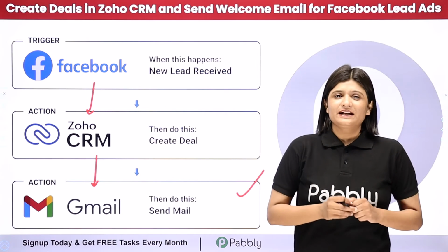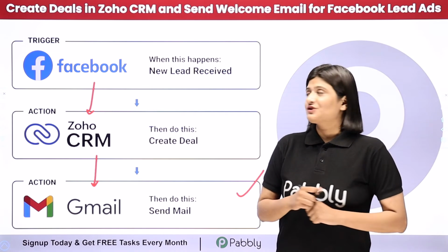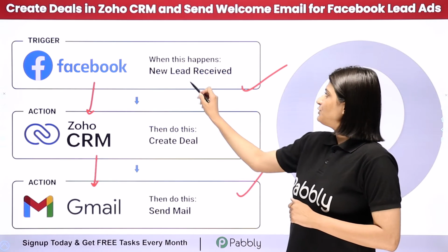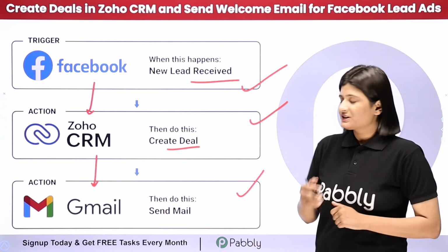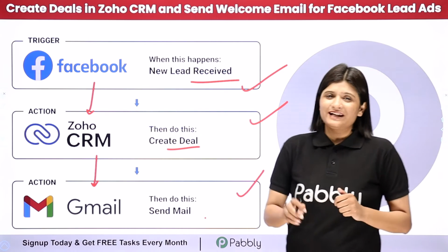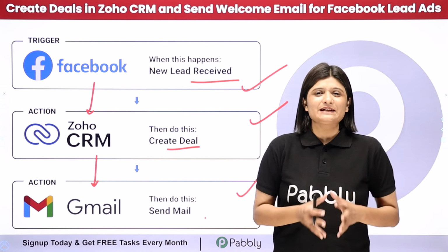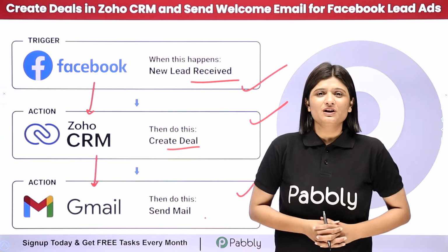With the help of Pabbly Connect, I am going to build this connection in such a way that whenever I am going to receive a new lead from Facebook lead ads, automatically this deal will be created in my Zoho CRM and the mail will be sent with the help of Gmail. Now if you want to learn the step-by-step process, then let me take you all to my screen.